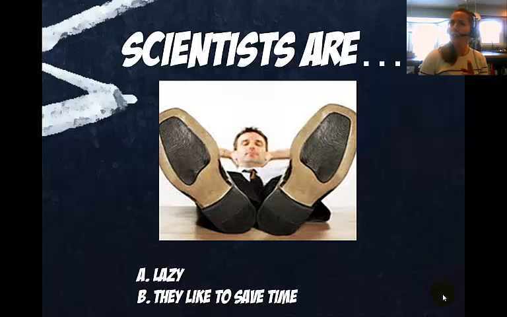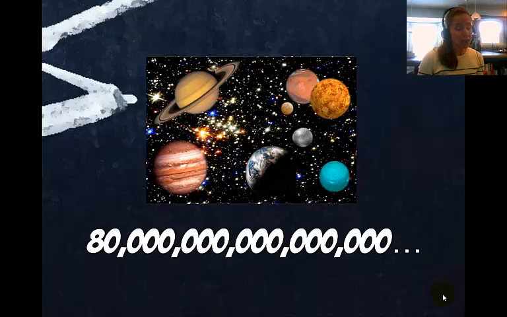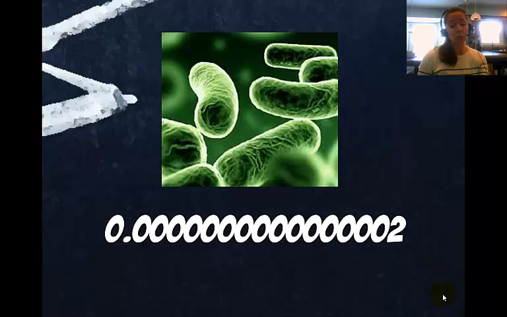Scientists are either A, lazy, or they like to save time. Well, I'm sure there might be some lazy scientists out there somewhere, but really they like to save time. If you think about the things that scientists have to deal with, they're huge things. Huge sizes, huge distances, and also really, really tiny things. Like this number here. It's a really, really tiny amount, but it's a long, wide number for them to have to write out. So they use a little shortcut.